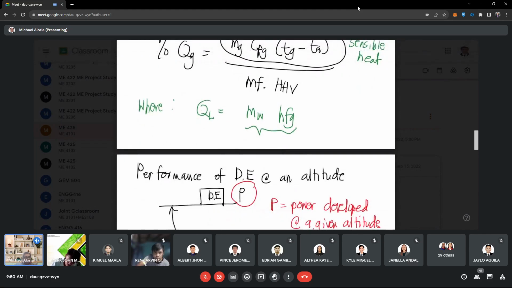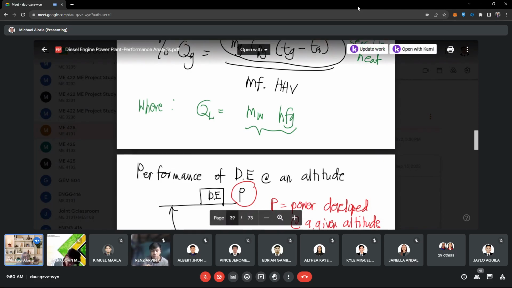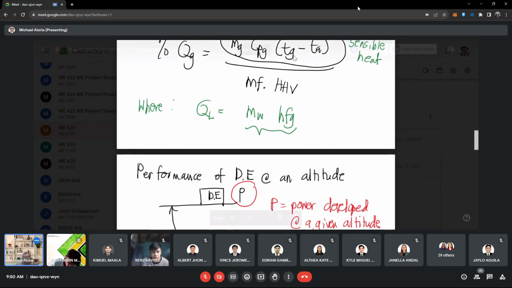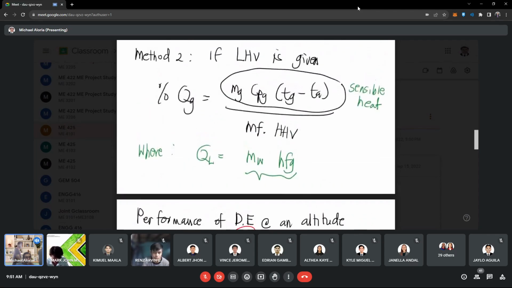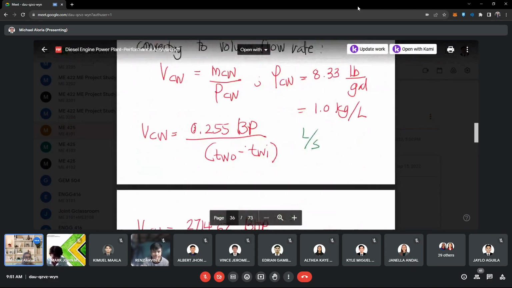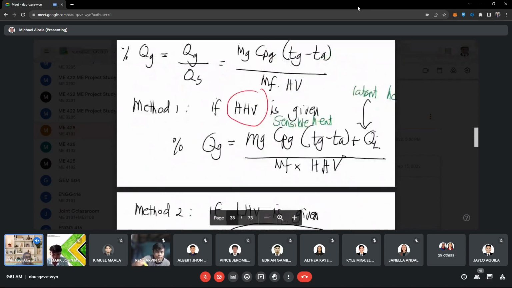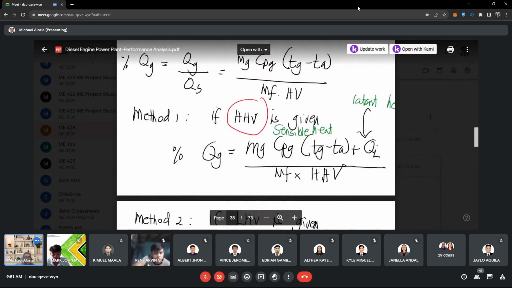We said your hfg is 2,442 kilojoules per kilogram at 25 degrees Celsius or 77 degrees Fahrenheit, which is equivalent to 1050 BTU per pound. Your MW is 9 times the percentage. So that is your QL, which we will use in getting the percent QG. So it is formed there, if it is the higher heating value.